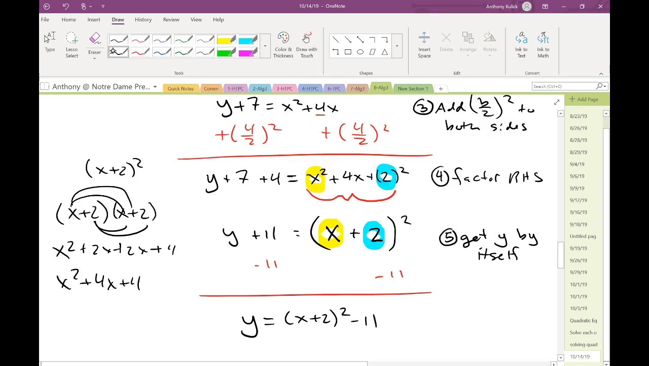Juan, did that feel okay for the completing the square part?